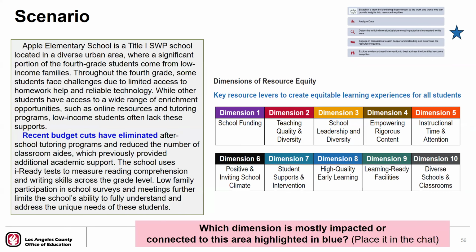So, considering this scenario, take a look at what's highlighted in blue. Which dimension is mostly impacted or connected to this area in blue? Take a look at the dimensions and place your answer in the chat, 1 through 10. The blue says recent budget cuts have eliminated. Which dimension might it be? See a few answers coming in.